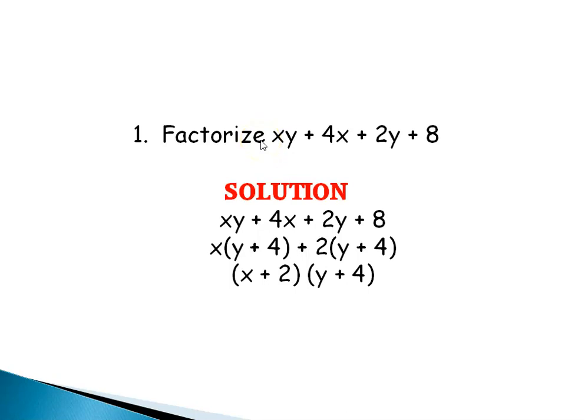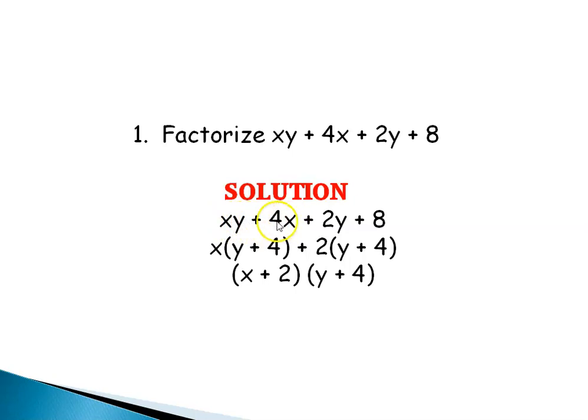Question 1. Factorize xy plus 4x plus 2y plus 8. Factorize. So when we are factorizing, what we're trying to do is to get the factors of this particular equation. So xy plus 4x plus 2y plus 8. I'm going to pick them, this 2, and then this 2. Bring out whatever is common between them.